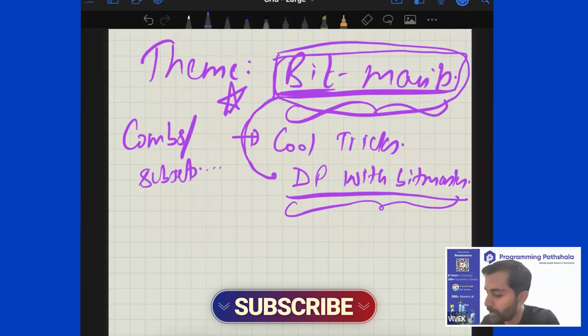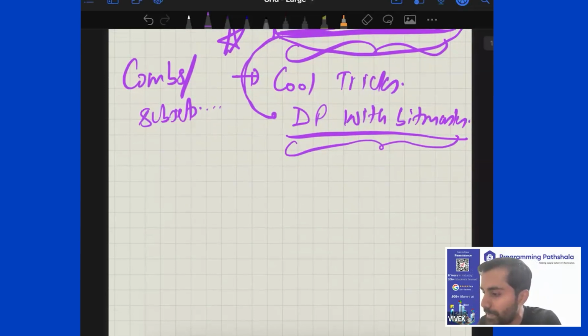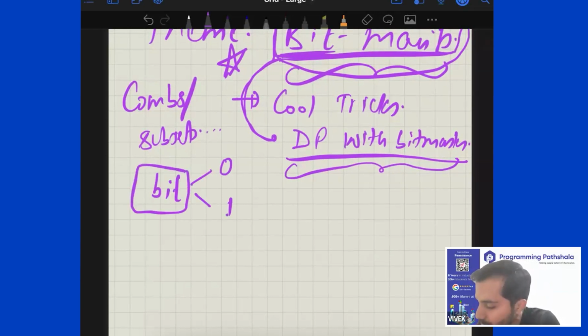But before you start manipulating the bits, all of us know what is a bit, all of us know what is a byte. So I'm not going to talk about things like 1 byte contains 8 bits. No, I'm not going to talk about those. We all know that if something is a bit, its value can either be 0 or 1. Now, this is one great thing about it.